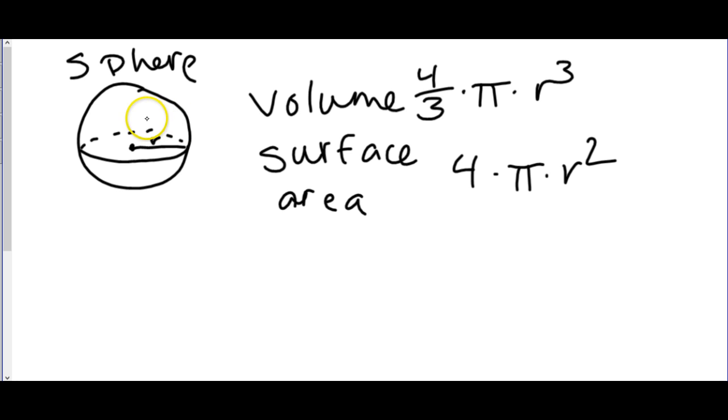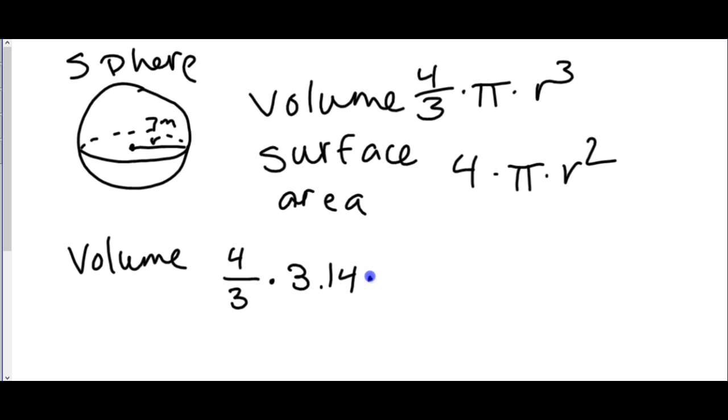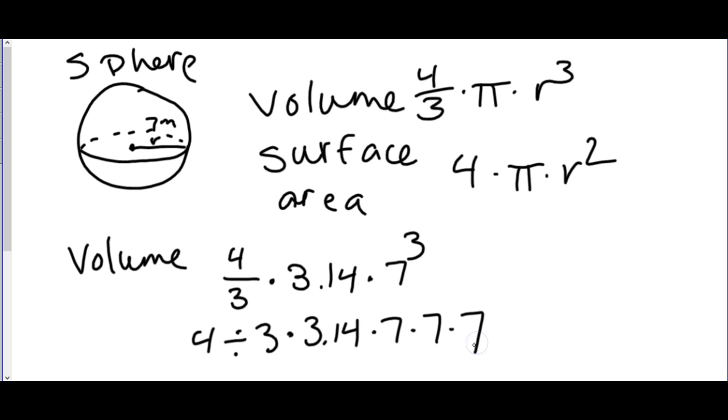Let's say the radius was 7 meters. If I were to find the volume of a sphere with a radius of 7 meters, I would have 4/3 times 3.14 times the radius, so 7 to the third. When I plug this into a calculator, we're just going to plug in 4 divided by 3 times 3.14. And then there's 7 to the third. That means multiply 7 times 7 times 7.